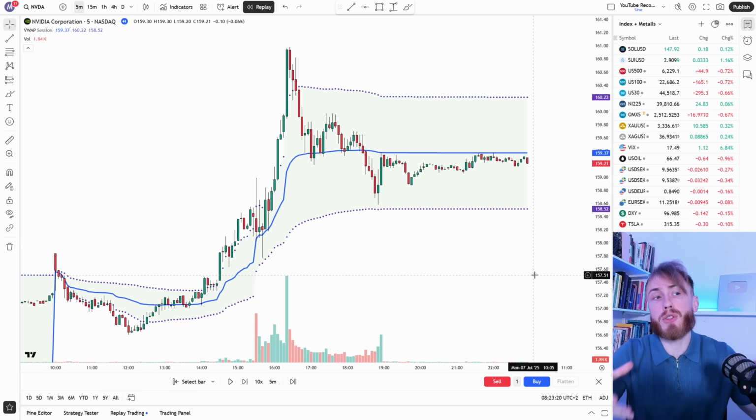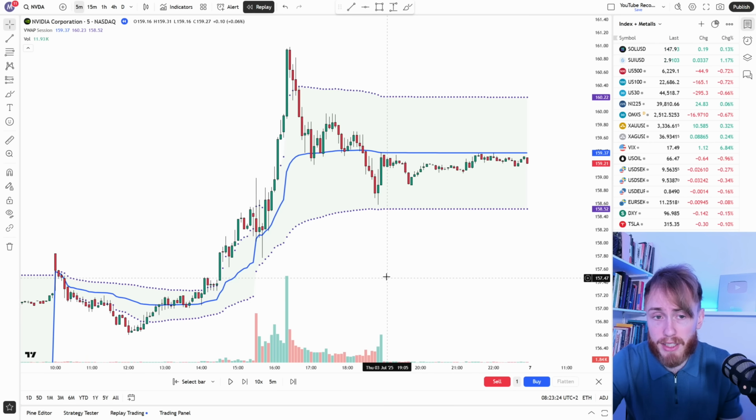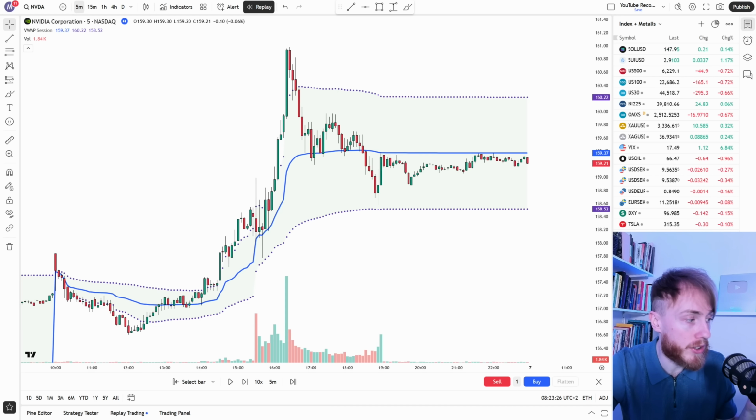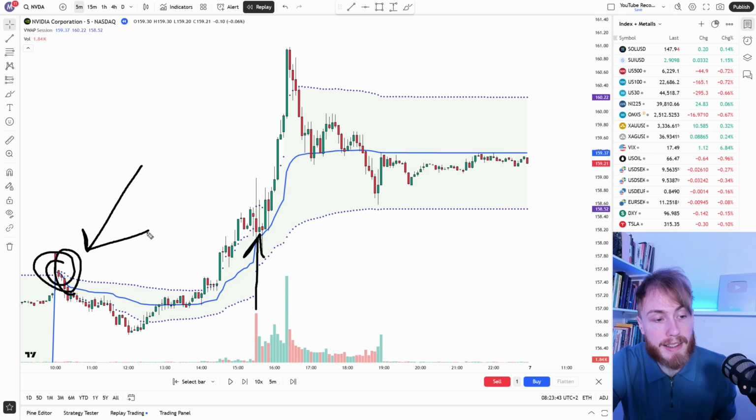But now I want to show you guys a special VWAP indicator, because if you are trading stocks, for example, right now we're looking here at Nvidia, what you can notice is that the market actually opened right here. You can see the big volume spike. This was where the market opened. But if you use extended hours, you can see that the VWAP actually starts all the way back here.